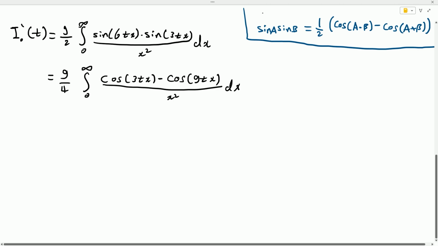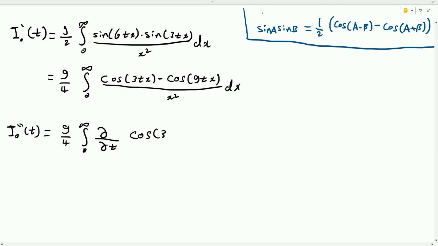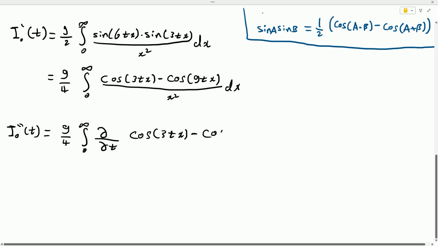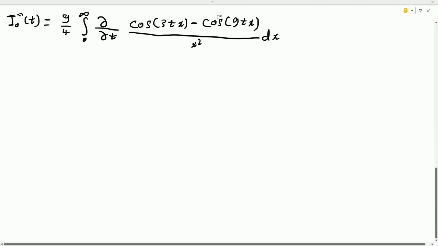Now is a good time to take the second derivative of I sub 0 of t, of course with respect to t. So we have I double prime of t, or I sub 0 double prime of t, equal to 9 by 4, the integral from 0 to infinity of the partial derivative, of course after switching up the order, of the cosine of 3tx minus the cosine of 9tx all over x squared dx. And so upon taking the derivative, we're going to get 9 by 4, the integral from 0 to infinity of what? Let's see, 1 by x squared is just a constant, so we remove it out.